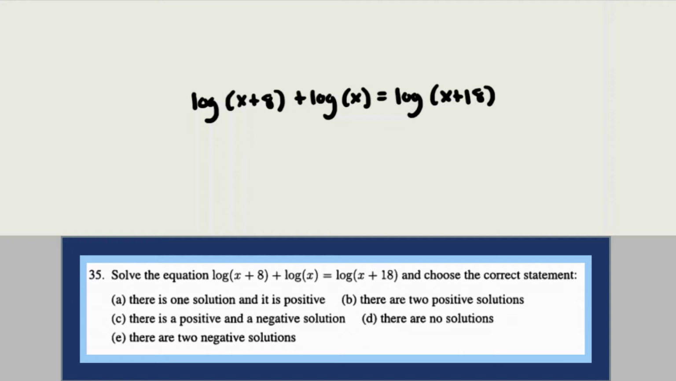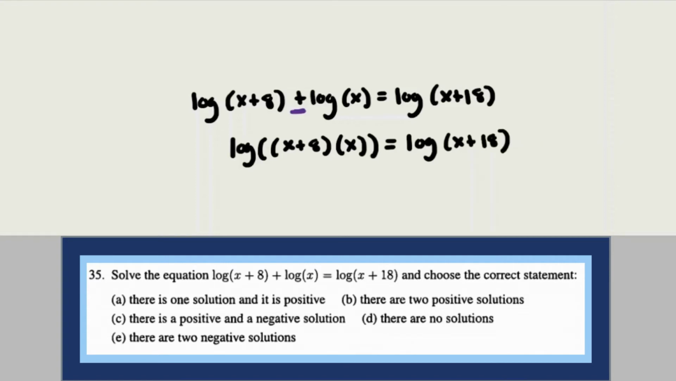As you see, everything is in terms of log. Basically what I mean by that is everything is surrounded by a logarithm. So the first thing we're going to do is apply logarithm rules to the left side of our equation, because we have log of x plus 8 plus log of x. Remember, when we are adding, that's the same thing as multiplying. So we can condense this to one logarithm, where we write log of x plus 8 times x equal to log of x plus 18.